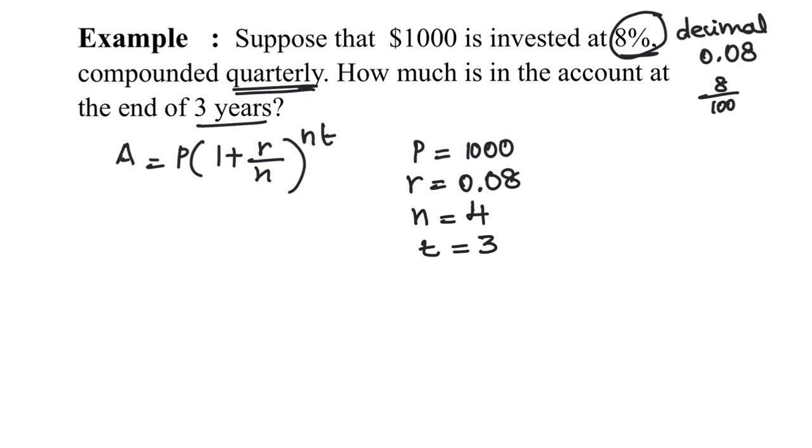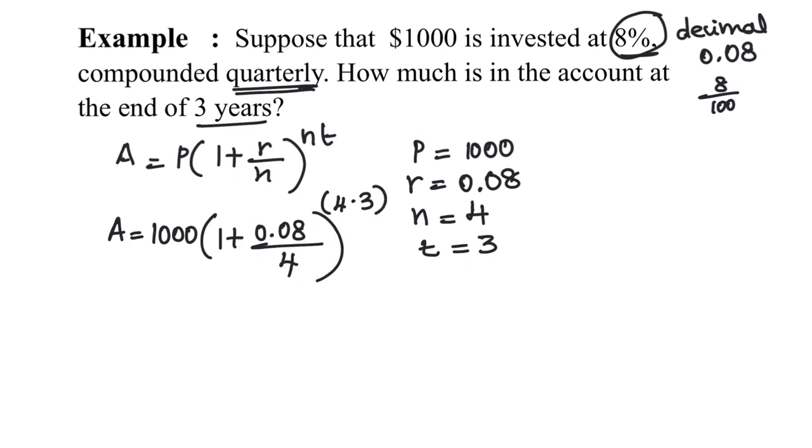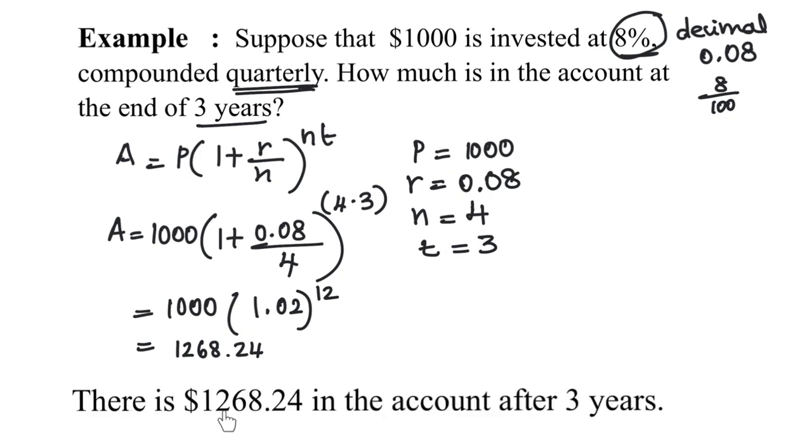Now substitute these values into the formula. So A equals 1000 times (1 plus 0.08 over 4), and in the exponent we have 4 times 3. Enter this into the calculator and you can find the value of A, and we can conclude that there is $1,268.24 in the account after 3 years.